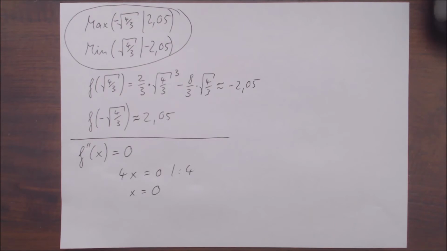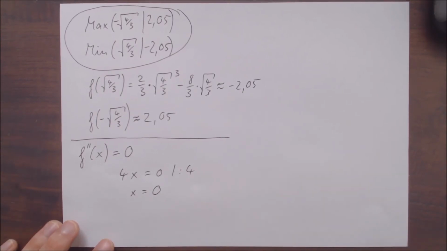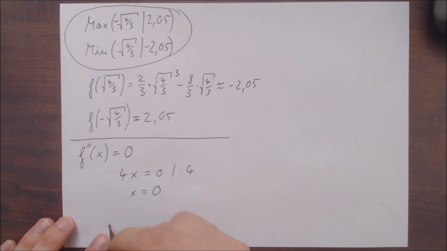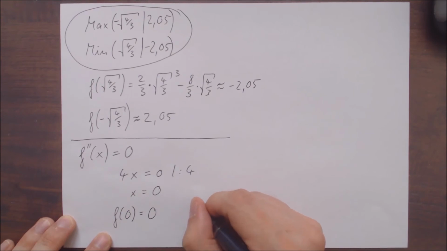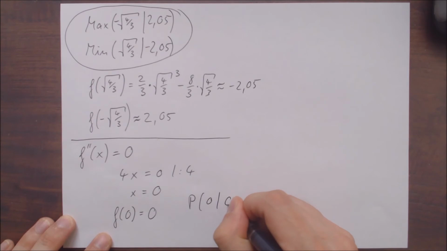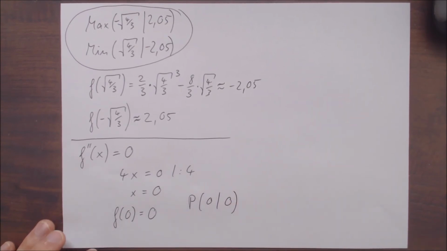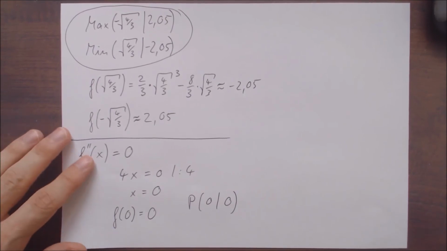We just want to know what y value it has. Then we have to set in the 0 in the original function. And then we find out the y value is also 0. So f of 0 is also 0. That means we have a point of inflection at 0, 0. And now that we know all this, we know where the roots are, we know where the extremas are, and we know where the point of inflection is.